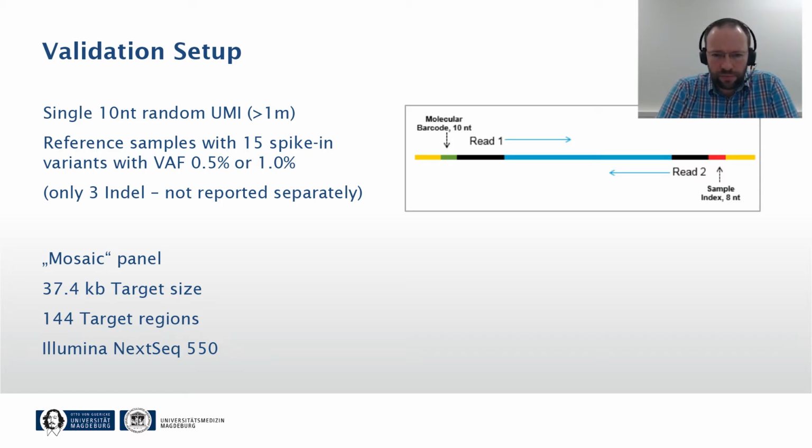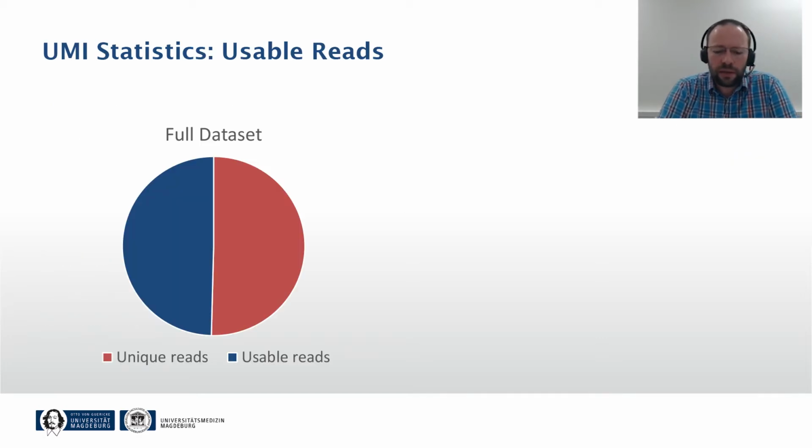We will talk about that later on. So we designed a custom panel, and we started with a very small panel, nearly 37 KB in size, that targets 144 regions with hotspot mutations that we are interested in, and sequenced them on an Illumina NextSeq. And first of all, before we go into the detailed analysis, let's have a look at the usable reads.